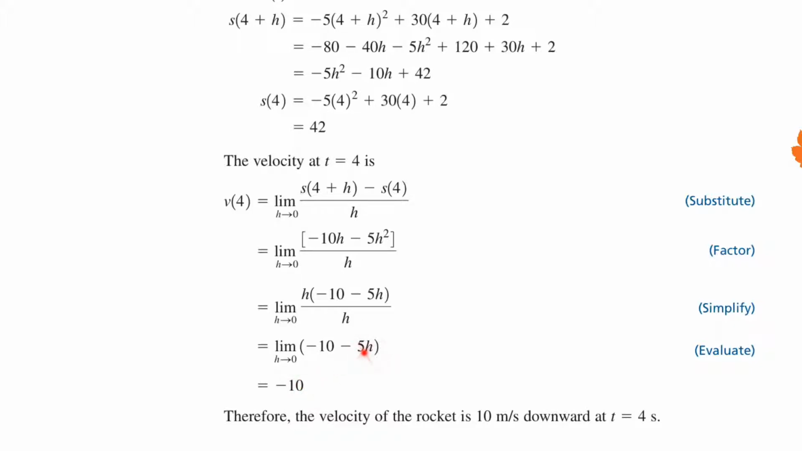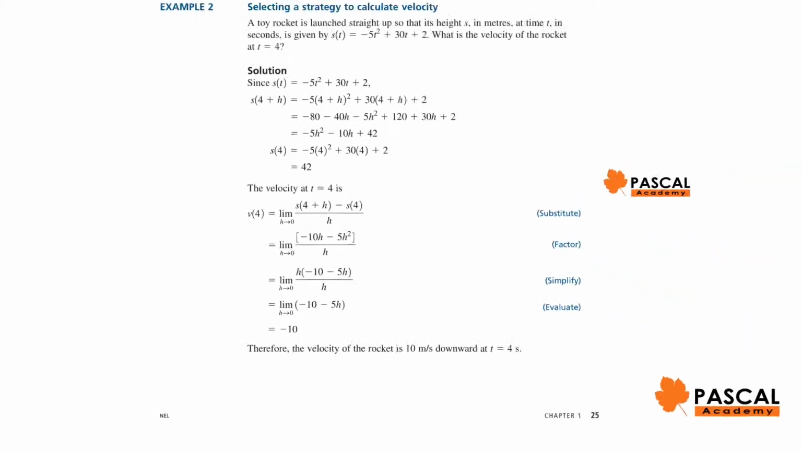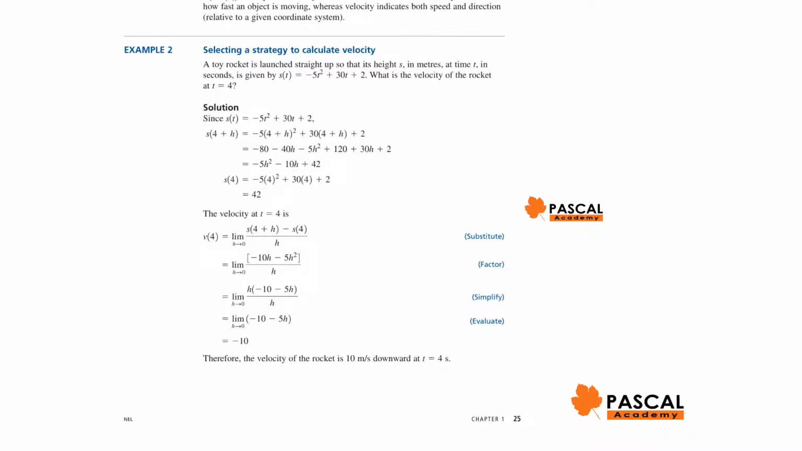As h is getting closer to 0, negative 10 minus 5h is getting closer to negative 10. Therefore, the velocity of the rocket is 10 meters per second downward at t equals 4 seconds. It is downward because of the sign of the velocity. Negative 10 means it is downward.